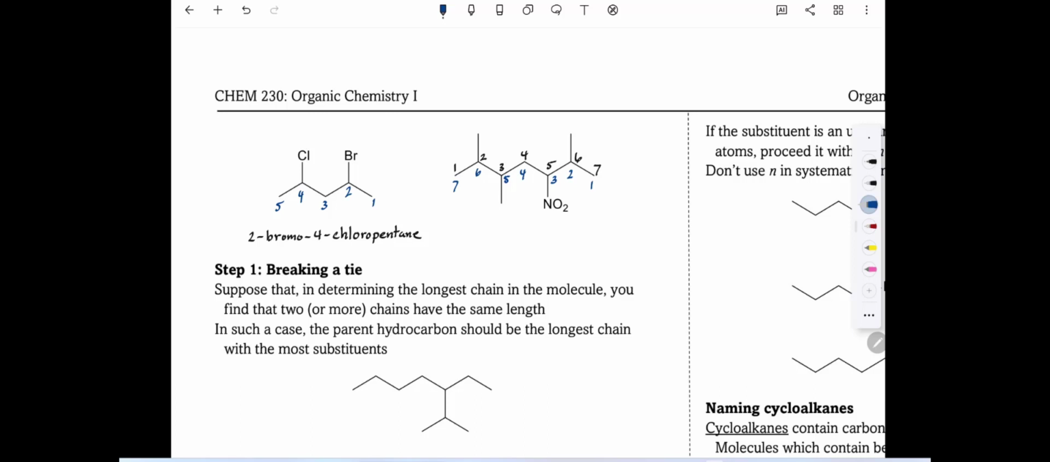So going from the left, the first substituent is methyl. Going from the right, the first substituent is also methyl. Okay, so now let's go from the left to the second substituent. So on carbon number 3 here, that would be methyl. On carbon number 3, going from the other side, it would be nitro. Methyl alphabetically comes before nitro, and so that's how we break our tie. So we're going to use the numbering there that's on the top.